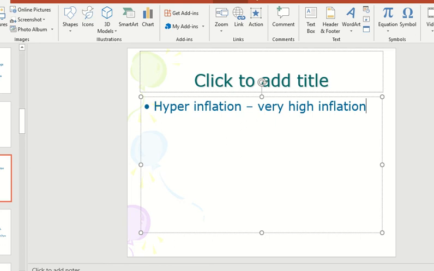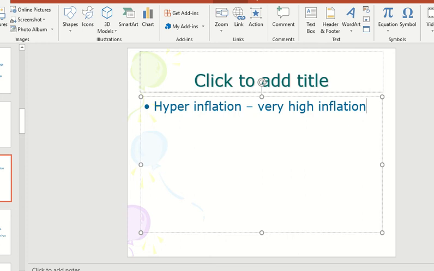Hyperinflation is a different story, because previously we said that under normal circumstances, when the inflation rate is mild and predictable, it is not a problem. It is simply a redistributive mechanism. It's not a problem for the economy. However, when we have hyperinflation, that will become a problem.